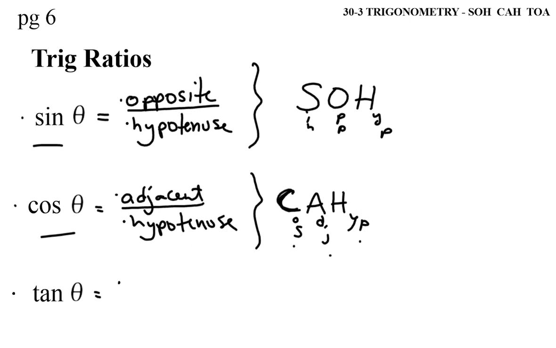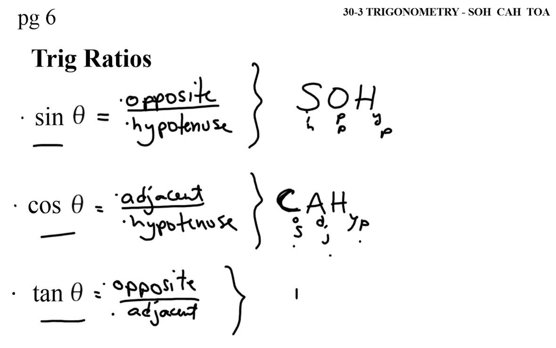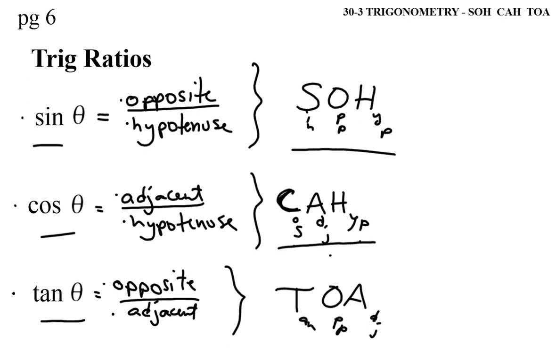And we're left with tangent, which is opposite over adjacent. And so if we're going to use the tangent ratio, we have side opposite, side adjacent. We don't have the hypotenuse. So the way to remember that ratio is TOA. Tan is opposite over adjacent. So this statement, SO CA TOA, helps us to know which trig ratio to use.